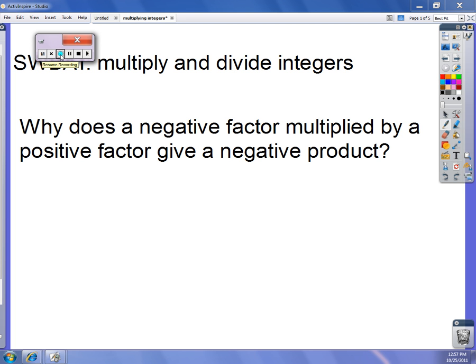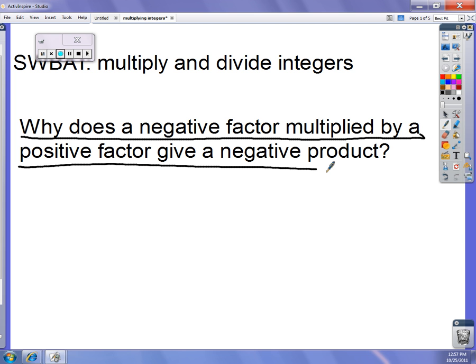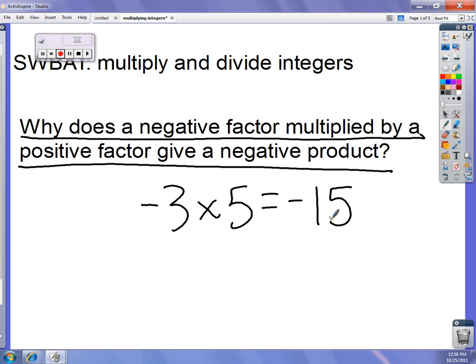Today we are going to answer the question, why does a negative factor multiplied by a positive factor give us a negative product? For example, negative 3 times 5 equals negative 15. We can understand our rules that a negative times a positive always equals a negative. Today we're going to answer the question, why?